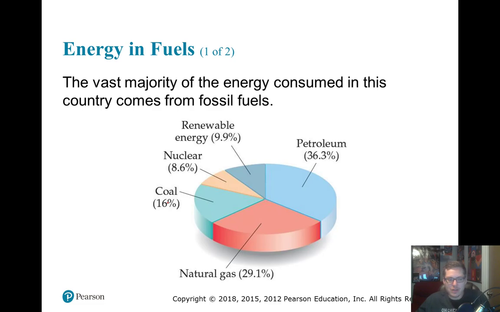And then also energy and fuels, just a real brief thing here. At least right now, most of the energy that we use comes from fossil fuels, either natural gas, petroleum, or coal. But renewable energy is growing a lot, and nuclear energy is kind of stagnating, if not going down. It's got kind of a bad rap.